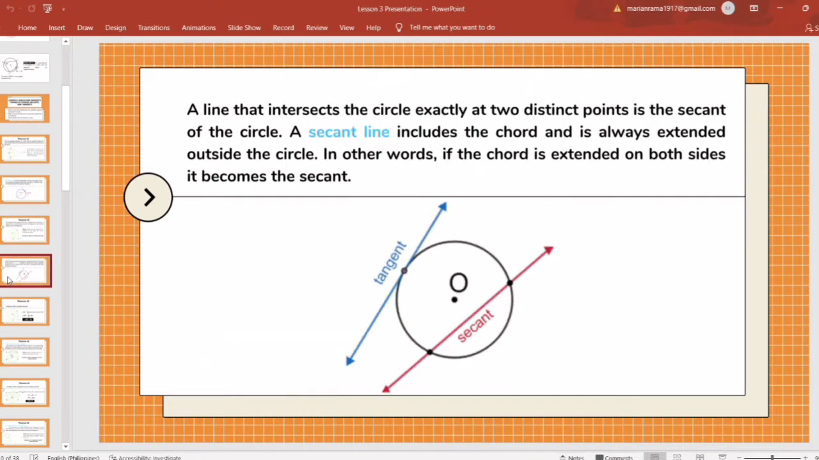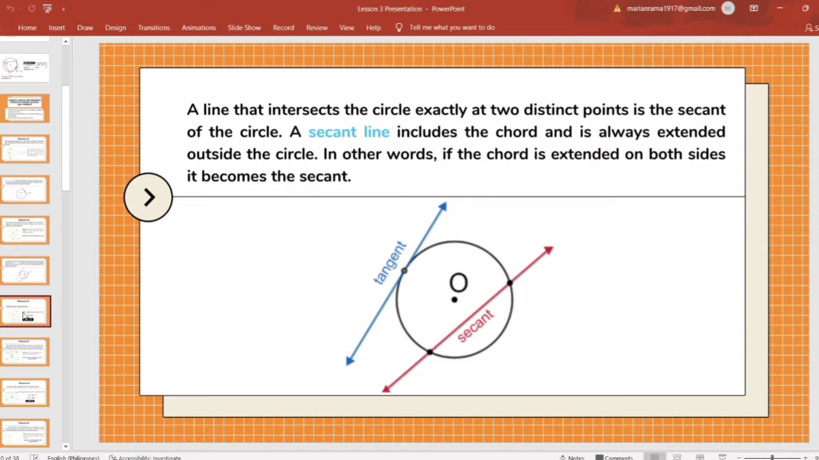Next, let's define a secant line. A secant line is a line that intersects the circle at exactly two distinct points and includes the chord and is always extended outside the circle. In other words, if the chord is extended on both sides, it becomes the secant. So we have here our chord, which is in the interior of our circle, whereas our secant extends up to the outside of our circle.